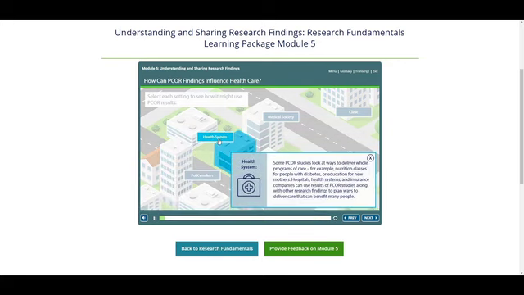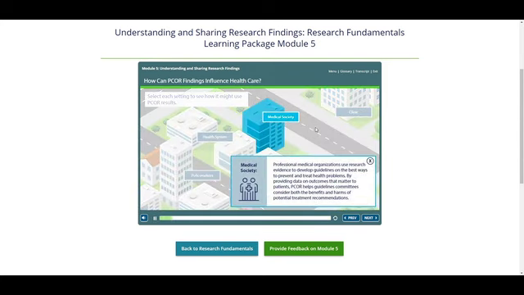Some PCORI studies look at ways to deliver whole programs of care. For example, nutrition classes for people with diabetes, or education for new mothers. Hospitals, health systems, and insurance companies can use results of PCORI studies, along with other research findings, to plan ways to deliver care that can benefit many people.